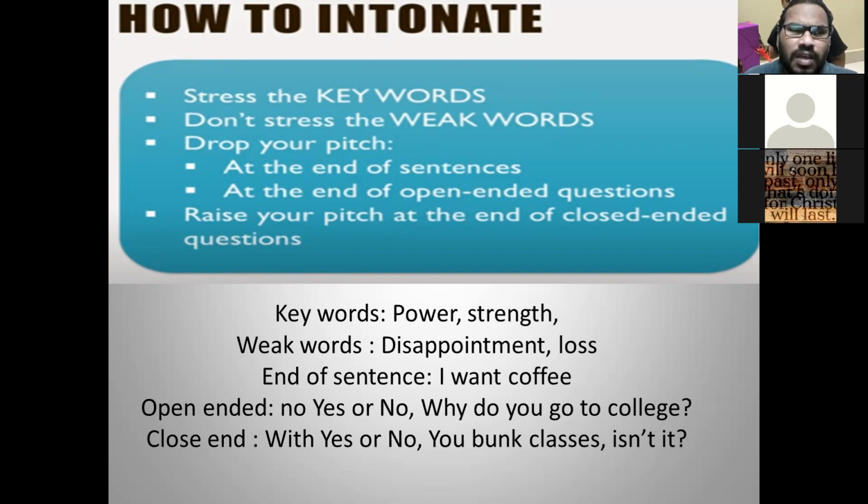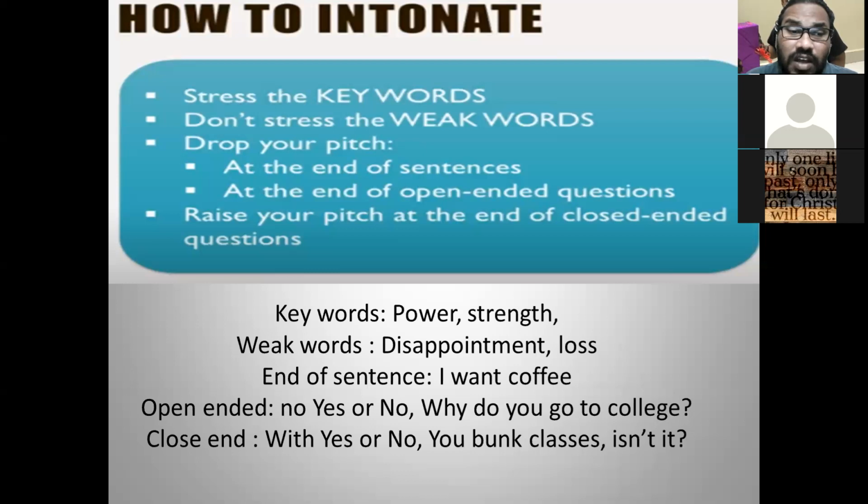Let's do this now. Why do you go to college? Why do you go to college? This is an open-ended question. We should not stress. Where we need to stress is closed-ended questions. Closed-ended questions start with yes or no. Open-ended questions are not like yes or no. Why do you go to college means some answer will be there.